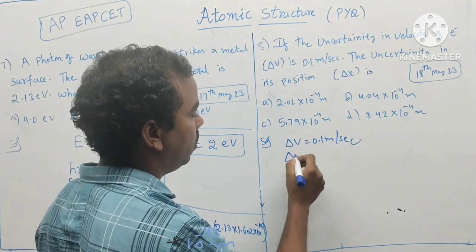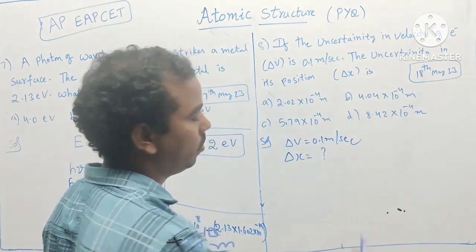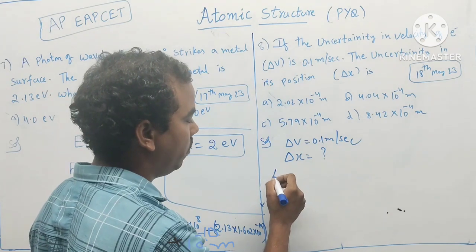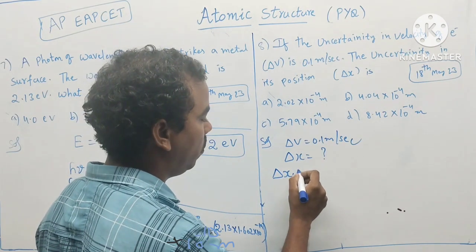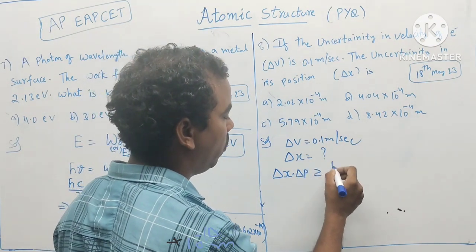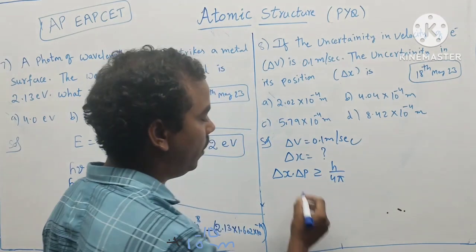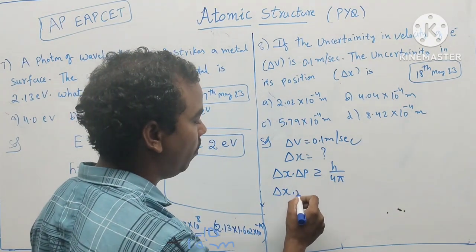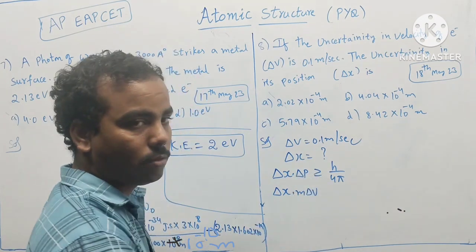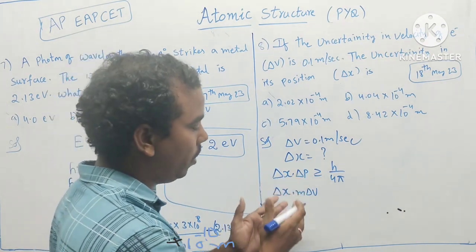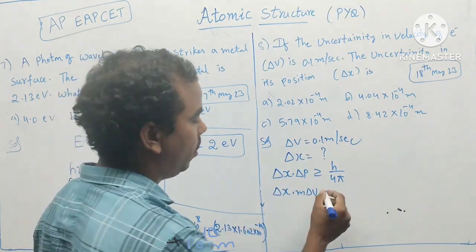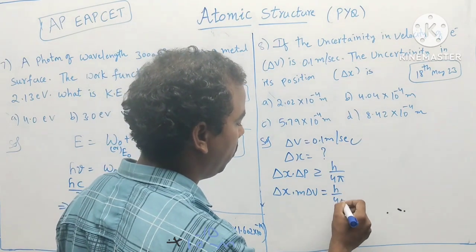Uncertainty in the position, so delta x is equal to question mark. So what is the formula? Heisenberg's uncertainty principle: delta x into delta P is greater than or equal to h by 4 pi. If delta V is given, delta x into m into delta V. Delta P means momentum. What is the change in momentum formula? M into delta V. So m into delta V is equal to h by 4 pi m.